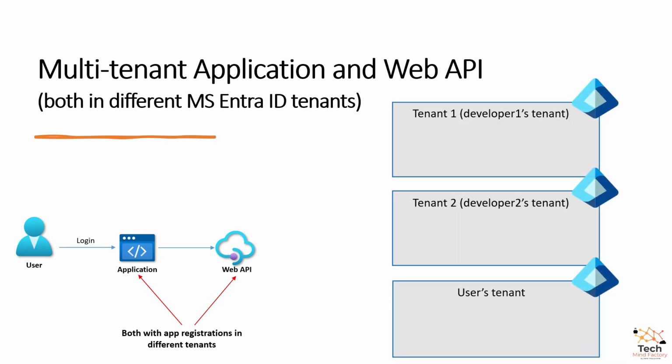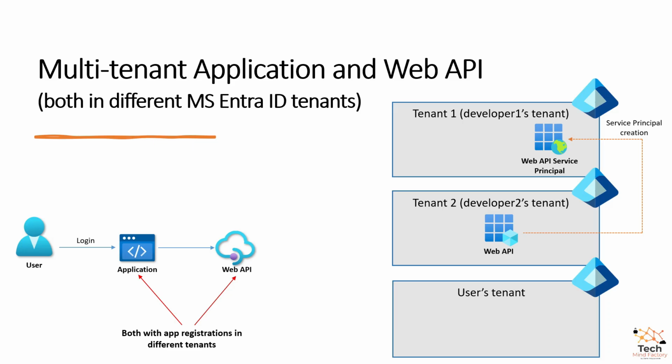So the thing is that in this specific scenario, right, we can talk about three tenants. So actually we have tenant one, which is developer one's tenant. We have tenant number two, which is another tenant where we have a web API application registration, and we have users tenant, right? So once again, in tenant number two, we have web API app registration created, okay? So in tenant two, there is our web API registered.